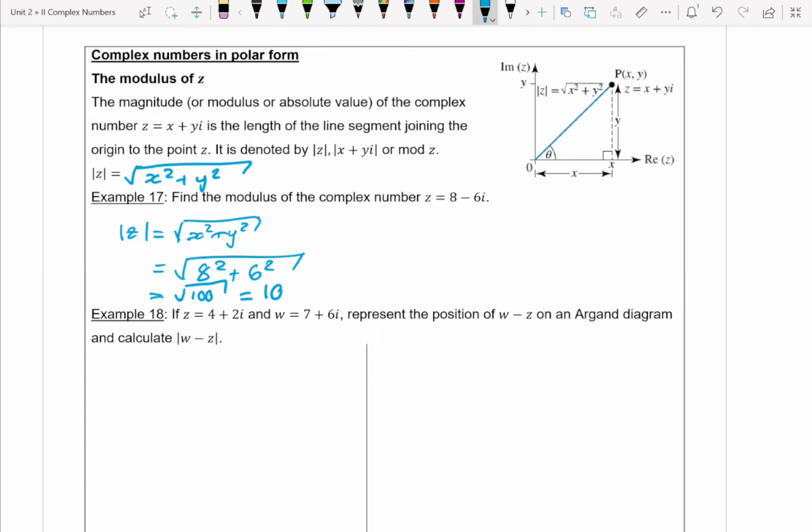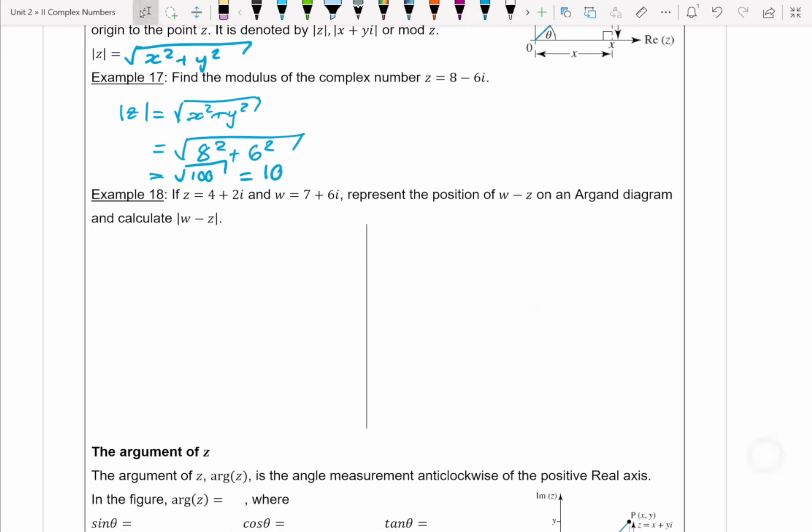Example 18. If z equals 4 plus 2i and w equals 7 plus 6i, represent the position of w minus z on an Argand diagram and calculate the modulus of w minus z. So on our Argand diagram, we've got 4 plus 2i. So 4 plus 2i is coming out like this. So that's z equals 4 plus 2i. We have w equals 7 plus 6i. So 7 plus 6i is going to come out like that.